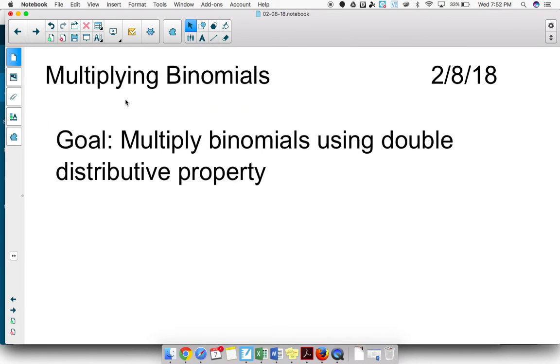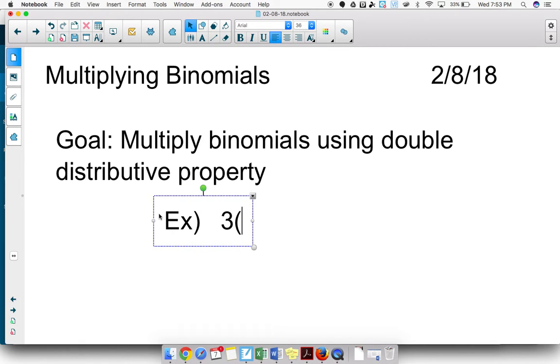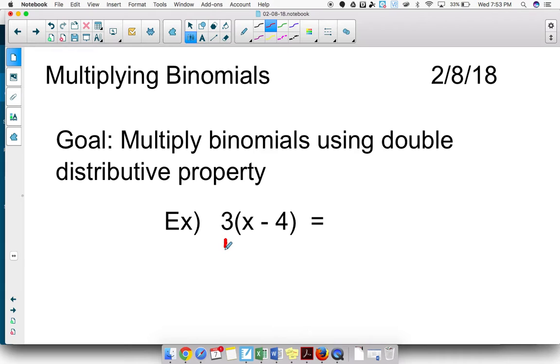So what does that look like? Well, let's just do a quick example with just the simple distributive property you learned earlier in the year. For example, let's say we're going to take 3 and distribute it to x minus 4. The way we're set up right now, 3 is considered a monomial, and then x minus 4, what's in the parentheses, is a binomial. So multiplying a monomial by a binomial is really just the distributive property.